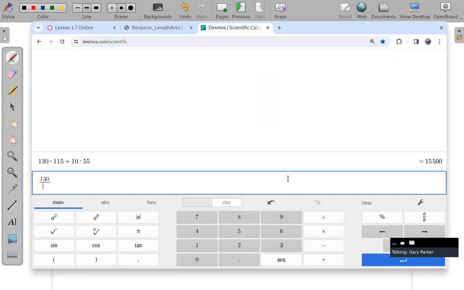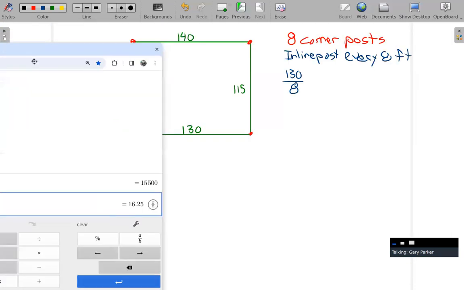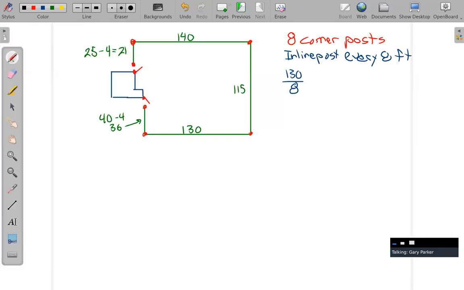130 divided by 8 gives us 16.25 groups of 8. So let's think about that for a minute. Calculator says that is 16.25. So that means 8 goes into 130 16 times with a remainder of how many feet?